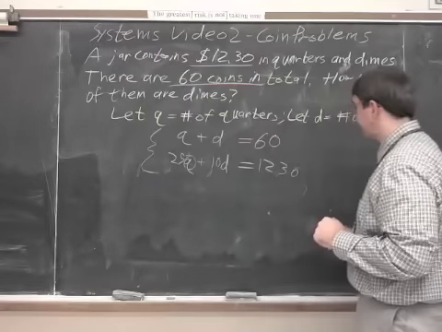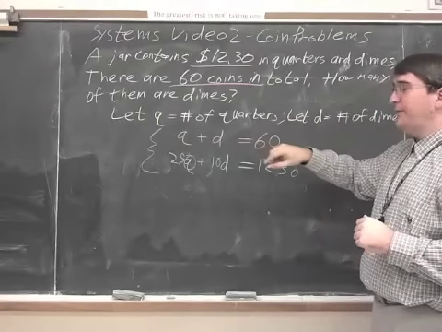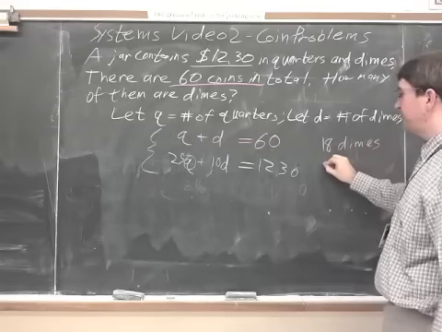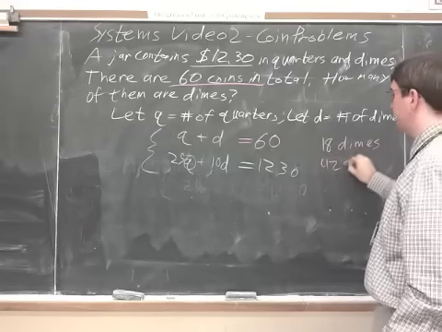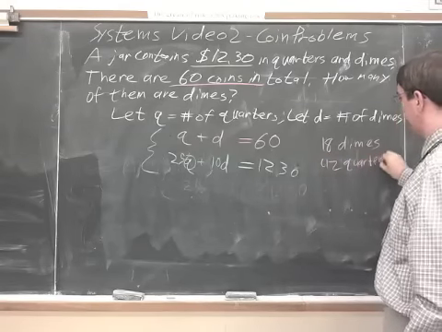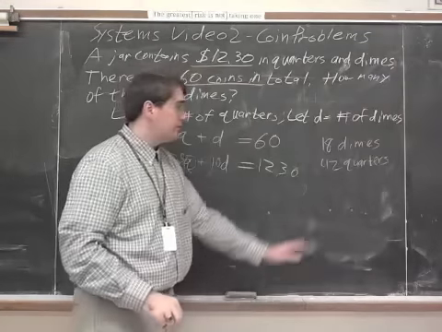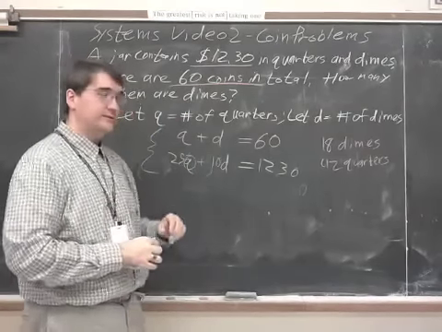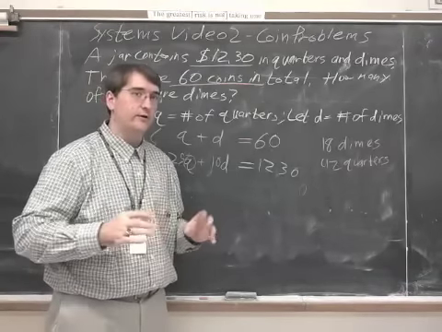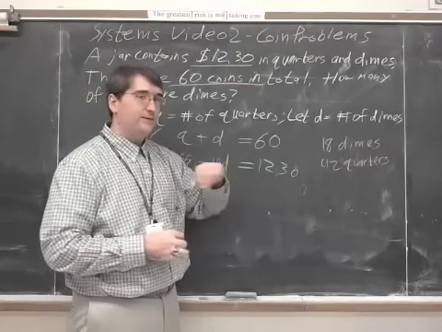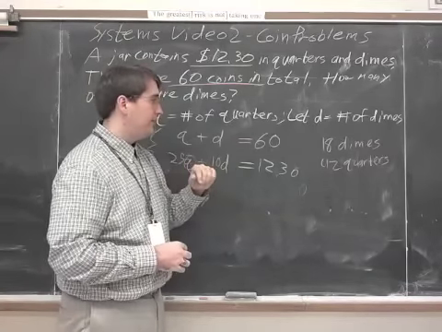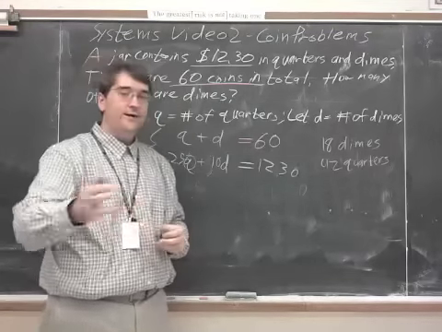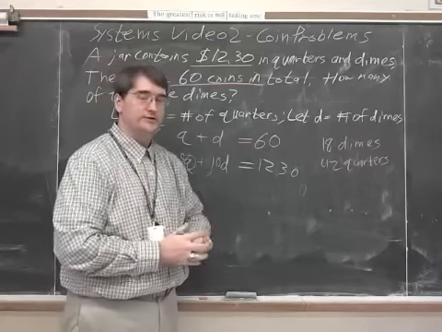The question is, how many dimes are there? There are 18 dimes, which of course means that there are 42 quarters. 18 dimes, 42 quarters. That's the answer. You should try to solve this system on your own. Use the different strategies, maybe experiment with different techniques. You can find that answer, 18 dimes. And the questions on your homework will work pretty much the same way as this.